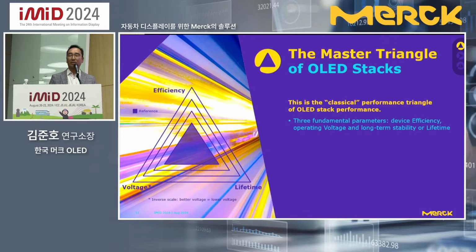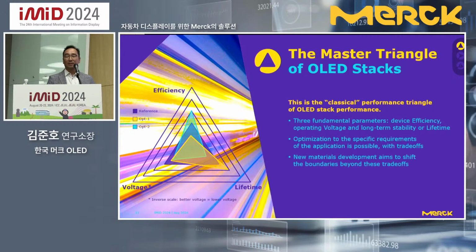So this master triangle, the voltage, efficiency, and lifetime, are the main requirements for any OLED in any application. But if you want a higher efficiency, then there is always a trade-off of lifetime or voltage because of the change of charge balance. But of course, depending on what you are using, you can improve your OLED performance towards lifetime or efficiency at the cost of other parameters' loss.